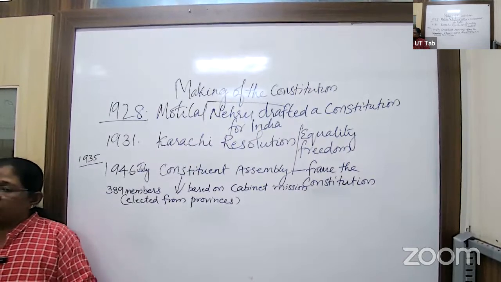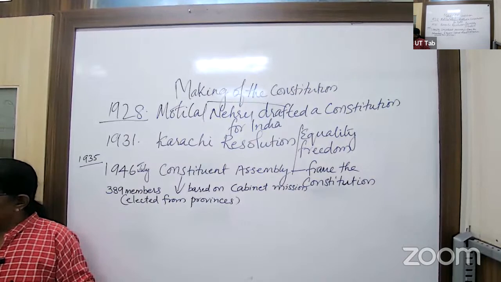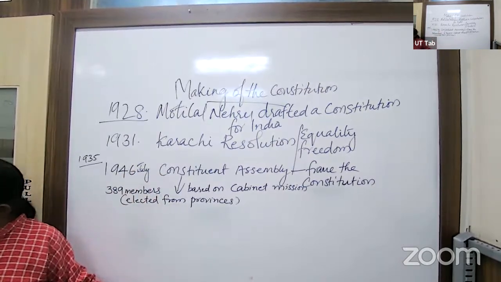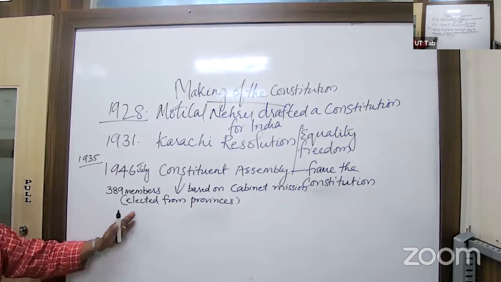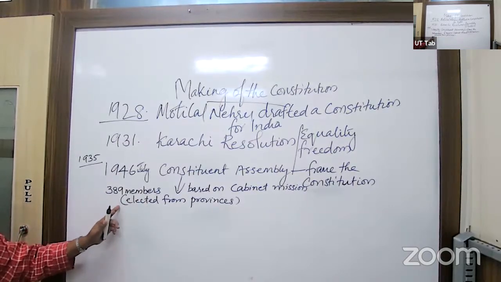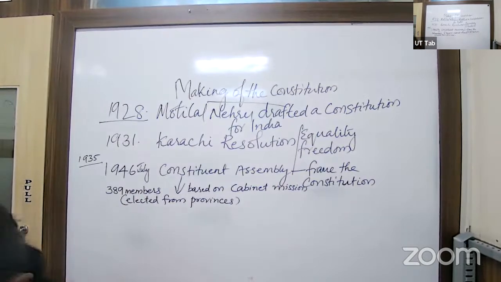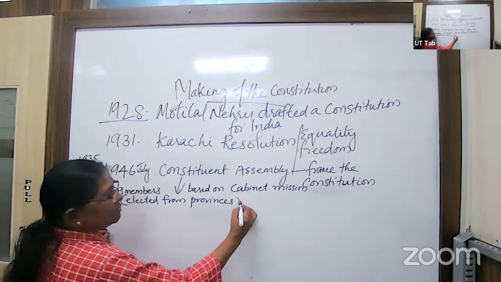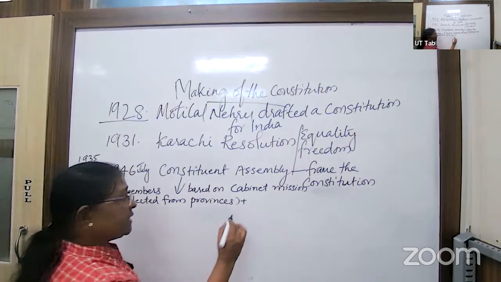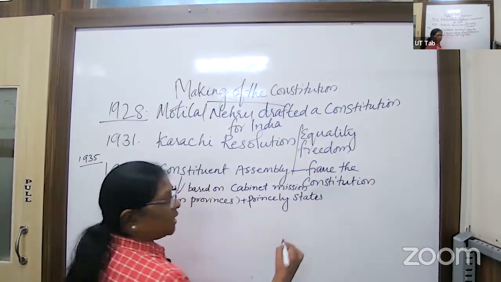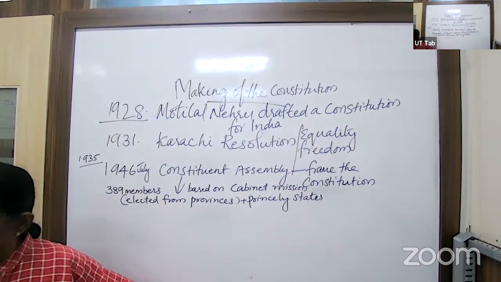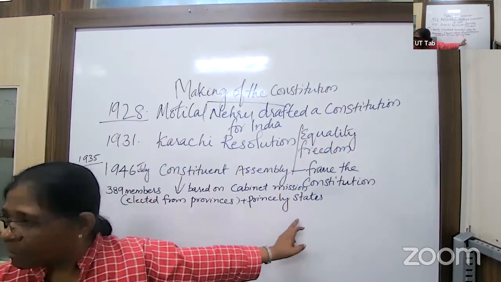We know the Bengal province, Madras province, Bombay province, Central province, Northwestern Frontier province, like that. Is it clear? So these 389 members are elected from the provinces. And along with the provinces, you know that the princely states were there. Princely states are the states ruled by the princes or kings. So there were the provinces and the princely states.